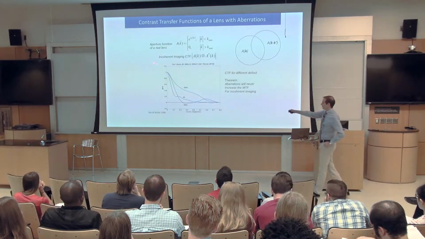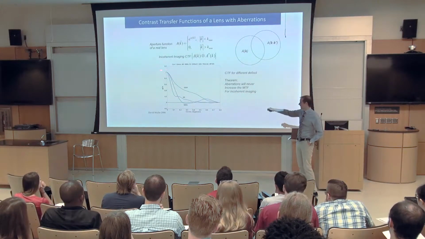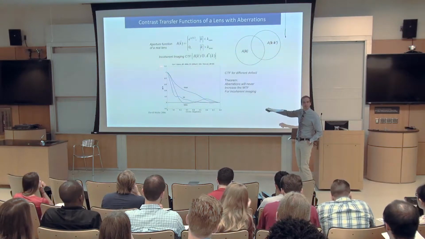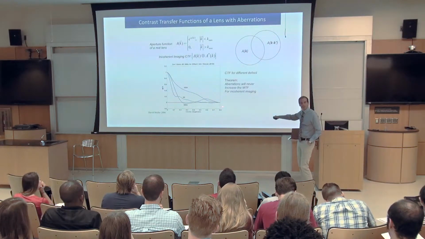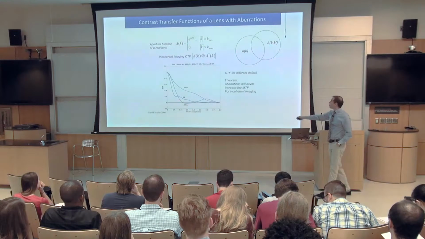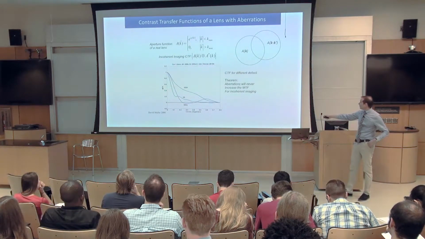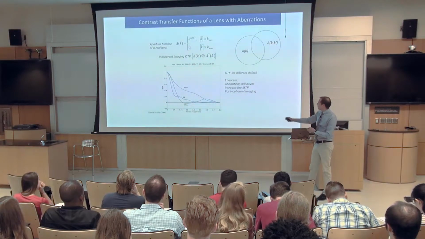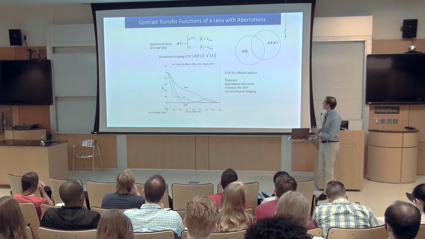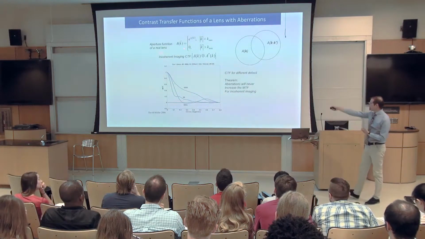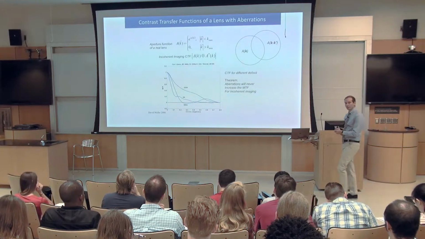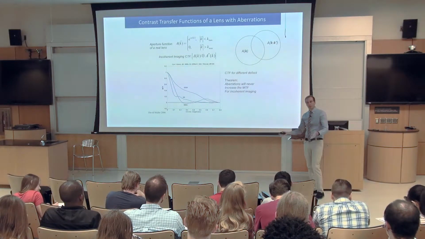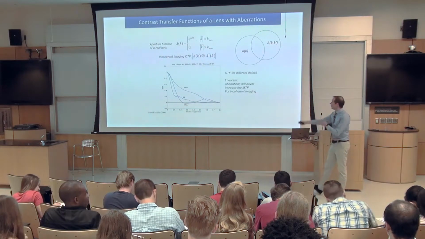Okay. So this is a low-pass filter, right? Where we have high intensity at low frequencies, and it goes down to 0 at high frequencies. I should say this is for incoherent imaging. This annular dark field STEM would be an example of incoherent imaging.